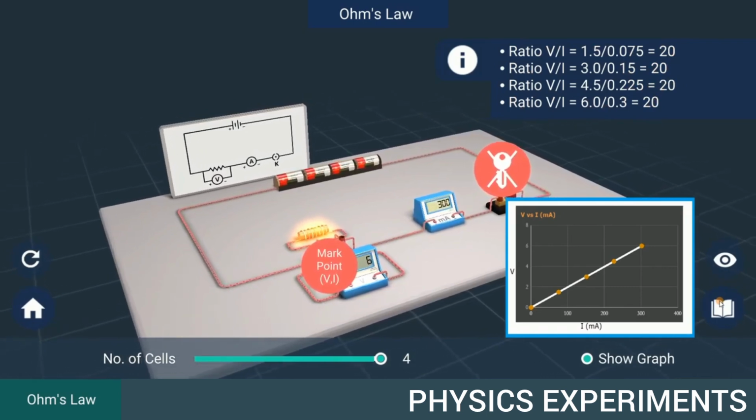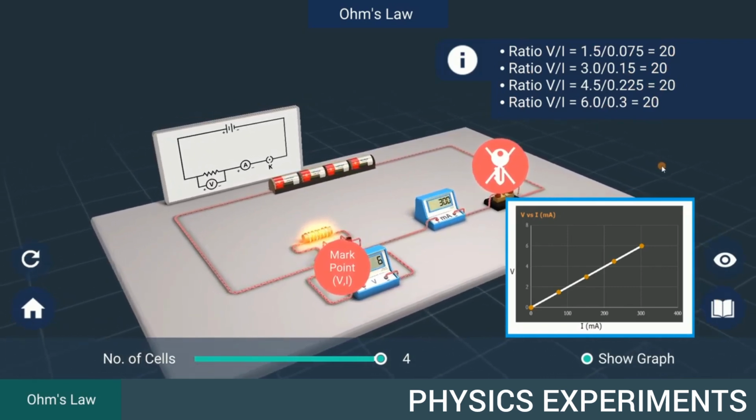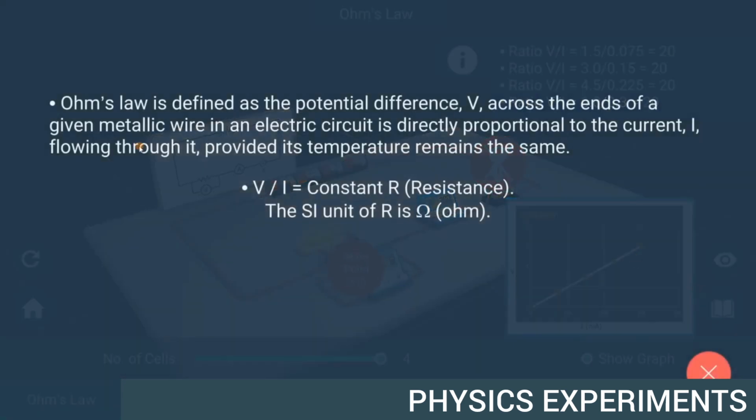Ohm's law is derived from this observation, and it is defined as the potential difference V across the ends of a given metallic wire in an electrical circuit is directly proportional to the current I flowing through it, provided its temperature remains the same. Thus, V by I is equal to a constant called R.